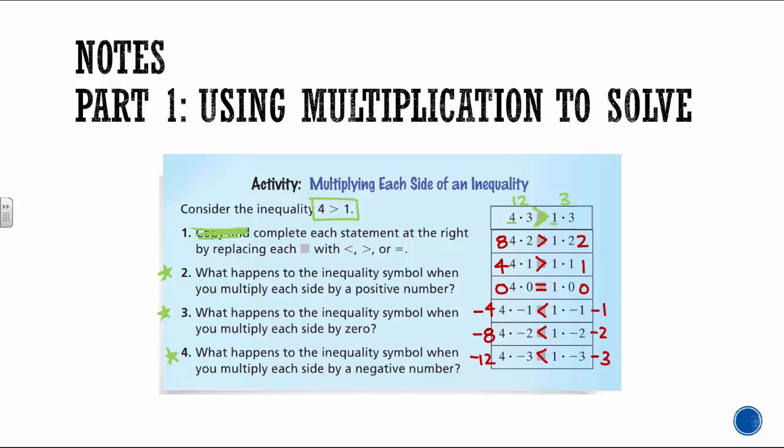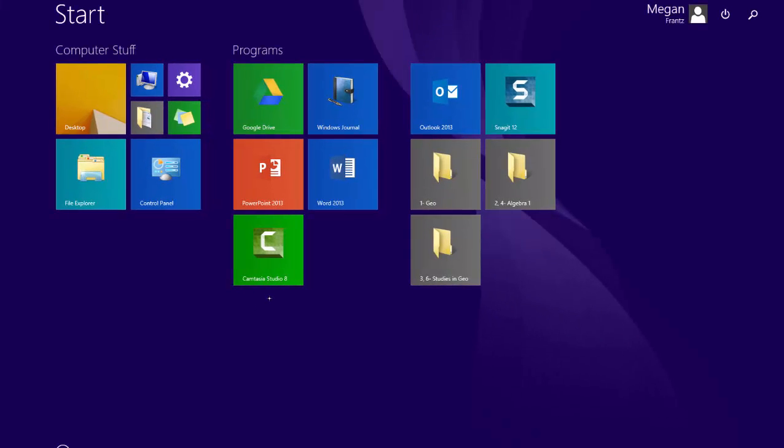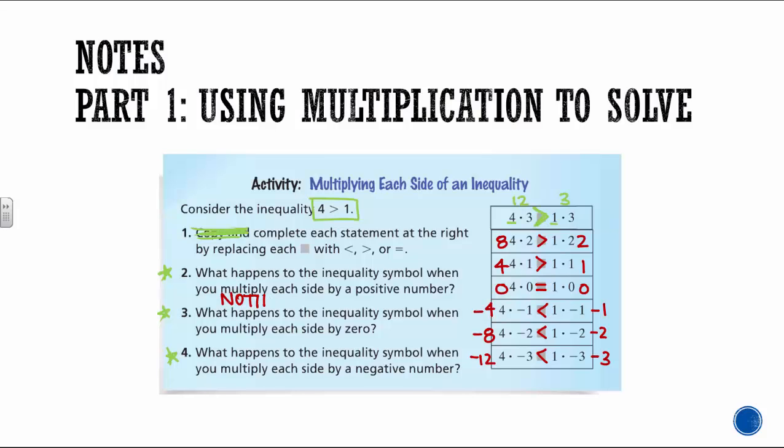What happens to the inequality when you multiply each side by a positive number? Nothing. It stays exactly the same. What happens when you multiply by 0? It all crosses off, so it becomes equal. And the important part is what happens when you multiply by a negative number. Hopefully you notice that all of these inequalities switched around. Now they became less than signs rather than greater than signs.